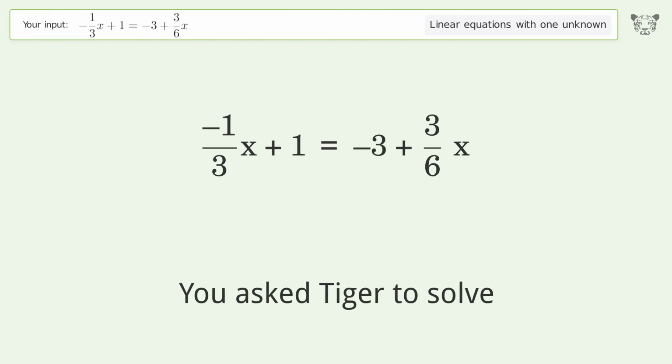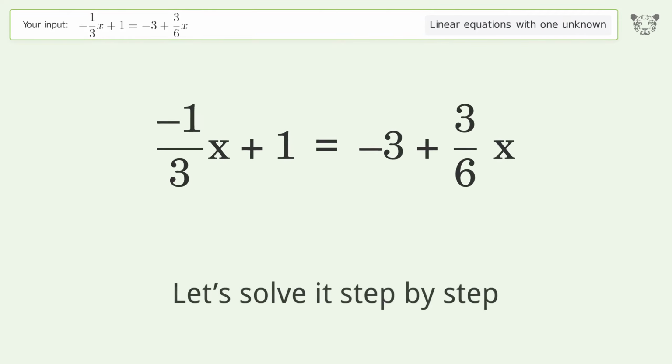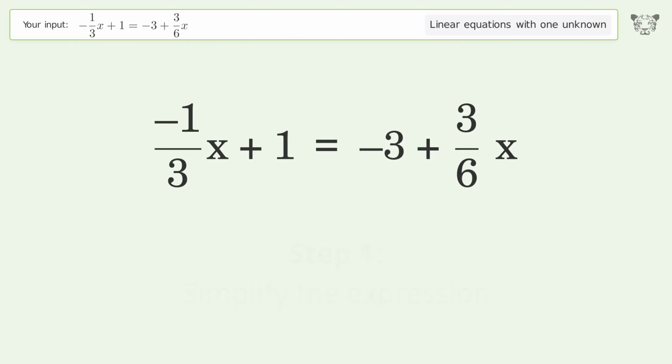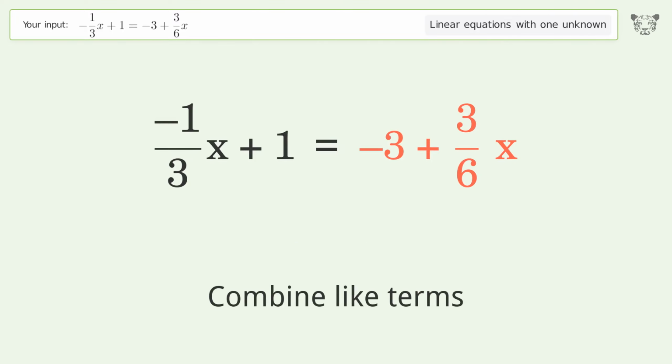You ask Tiger to solve. This deals with linear equations with one unknown. The final result is x equals 24/5. Let's solve it step by step. Simplify the expression. Combine like terms.